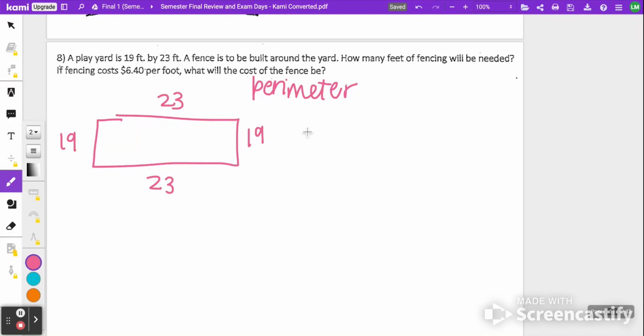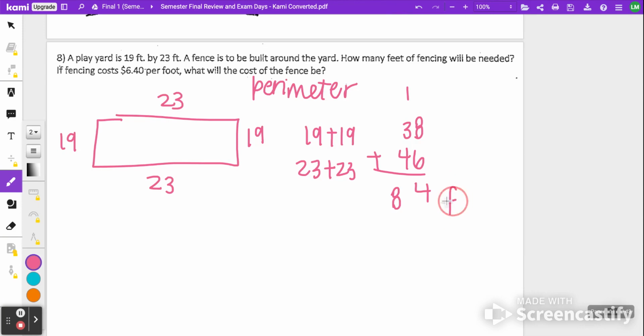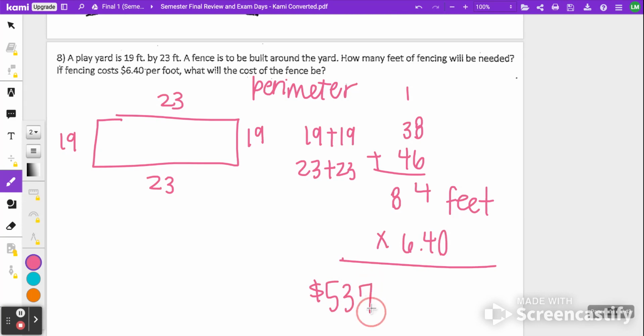First thing is I want to add 19 plus 19 and 23 plus 23. So I get 38 plus 46. Adding those together, we get 84. Very good. Then what we're going to do is take that number and multiply it by $6.40. So 84 times $6.40 per foot is going to give me $537.60.